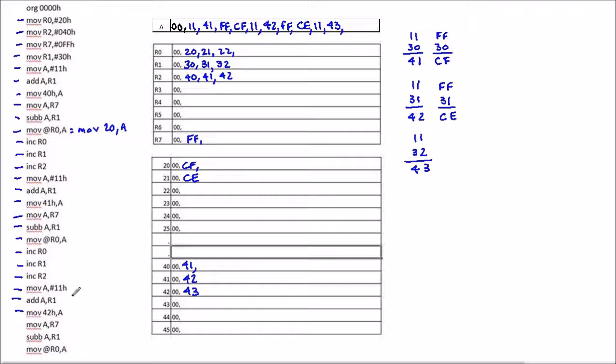We're going to move the contents of R7 into the accumulator. R7 has FF. And then we're going to subtract the contents of R1 from the accumulator. So the contents of the accumulator is FF. We're going to subtract R1 from that. R1 has 32 in it. F is 15. 15 minus 2 is 13. 13 is D in hex. F is 15 minus 3 is 12. 12 is C in hex. So my accumulator is now going to have CD in it.